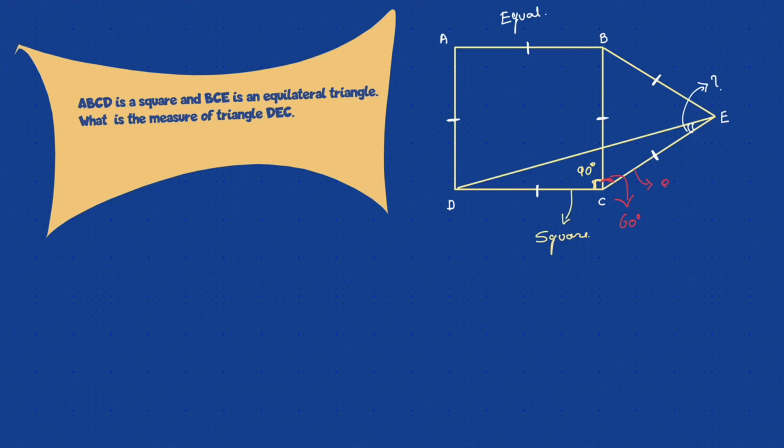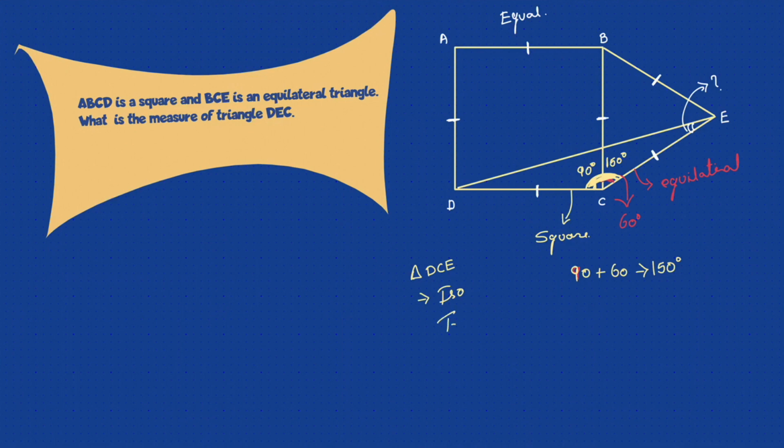Simple. The angle is 90. The next angle is what? 60, right? Because I know what is happening here. This is an equilateral triangle. So because of the square I get 90, and because of the equilateral triangle I get an angle which is 60. So 90 plus 60 is nothing but 150.